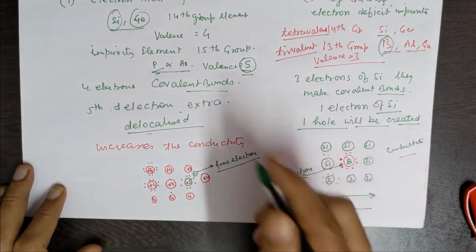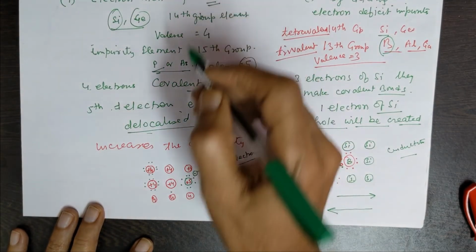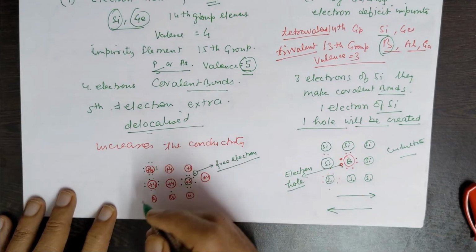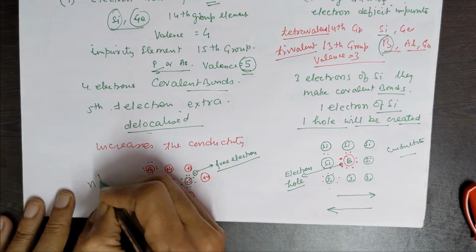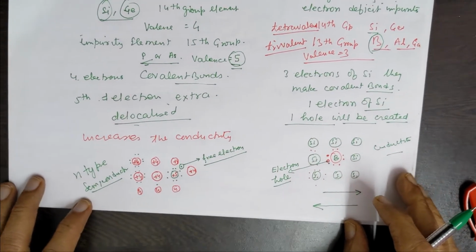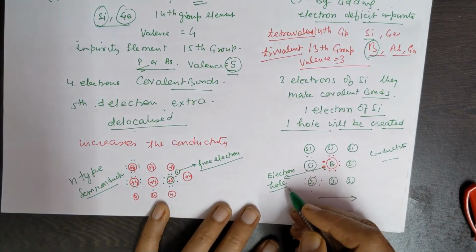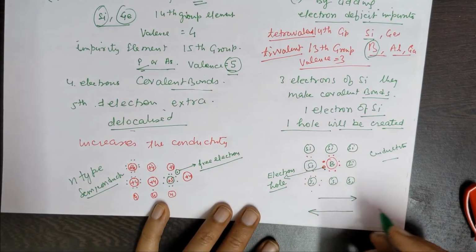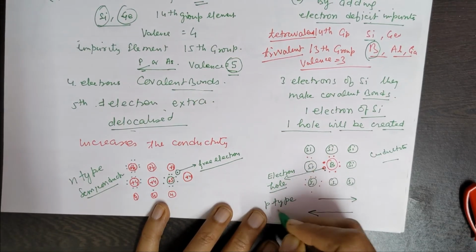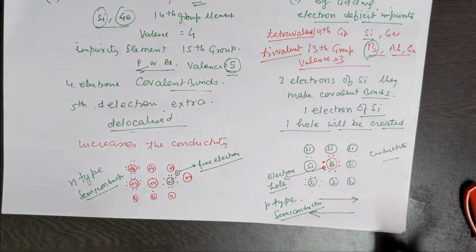Now, adding electron rich impurities in the first case, because there the doping element is electron rich, means negatively charged, so this is called n type semiconductors. And in the second method, when we add electron deficit impurities, positive holes are created, and we say that it is p type semiconductors. It is the movement of holes that takes place, and conductivity increases.